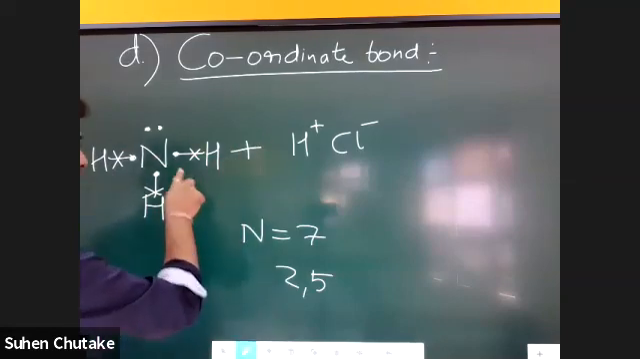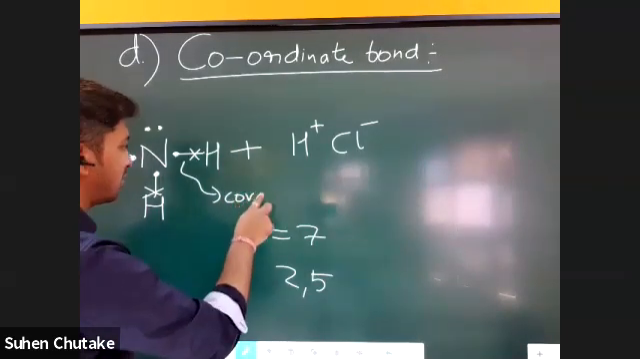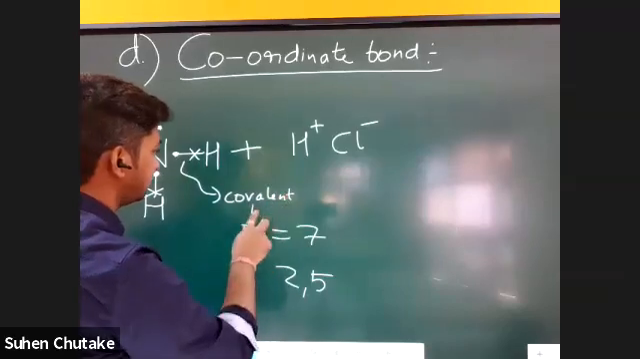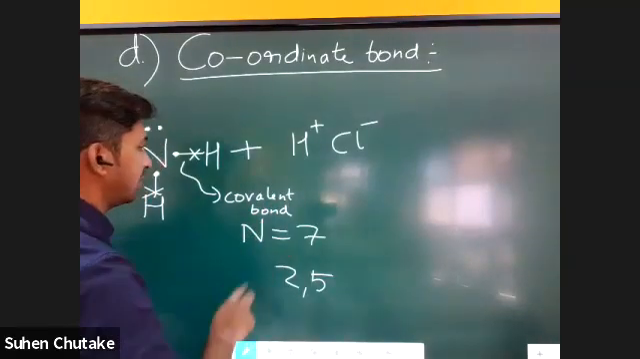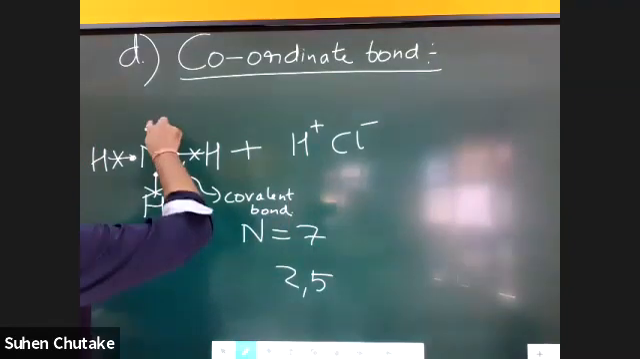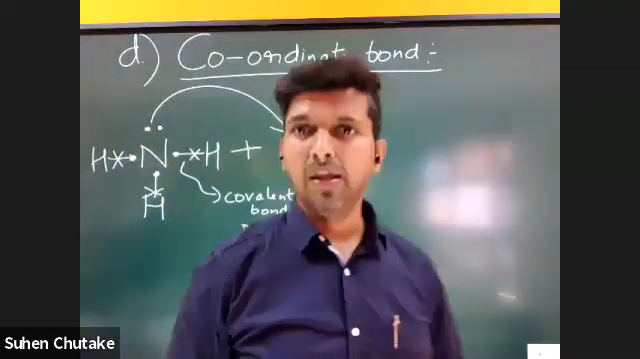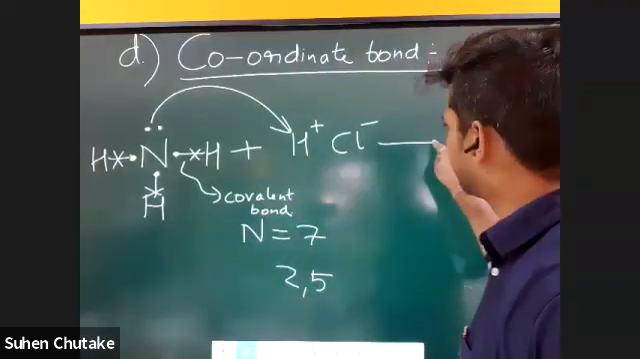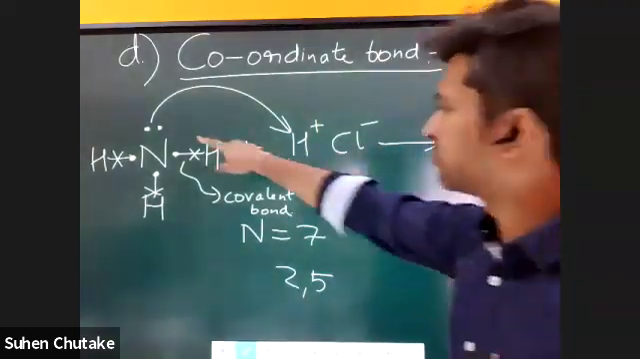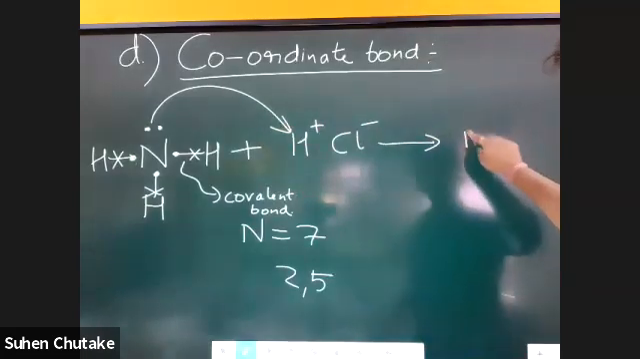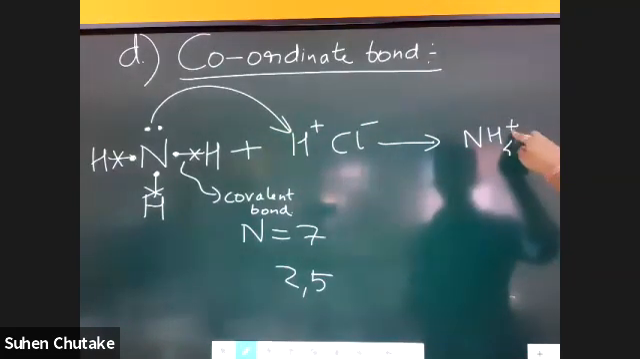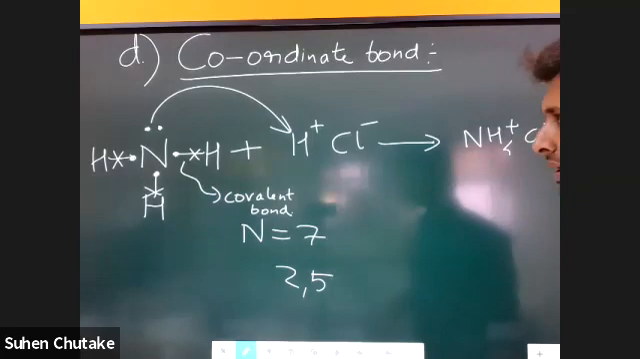And this is a covalent bond. Which bond is this? This is a covalent bond. Okay, and the lone pair of electrons will be given to hydrogen. When it is given to hydrogen, what will happen? These lone pair of electrons will be accepted by hydrogen. It will form NH4 plus and Cl minus.